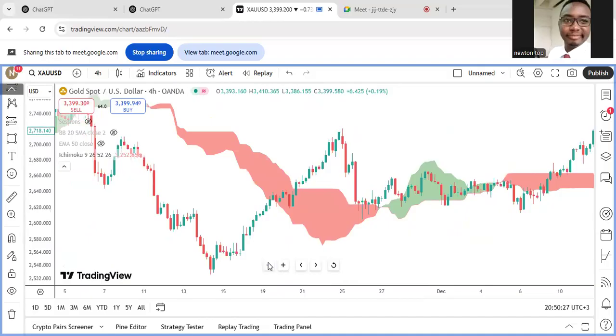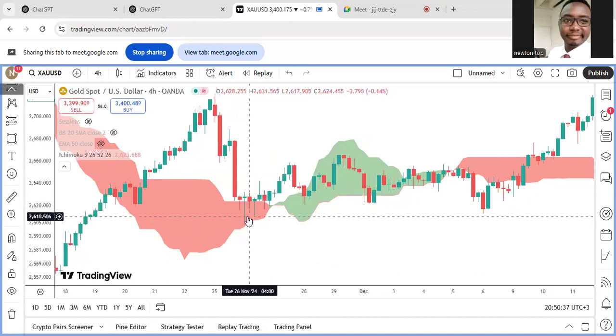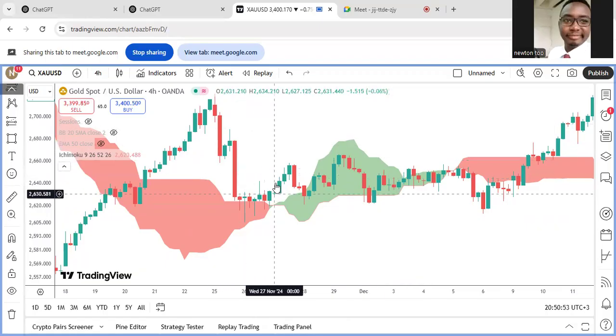The cons about this system, because you have got the pros and cons. The disadvantage part of it is when the market is ranging. When the market is ranging, you do nothing. See here, the market is just ranging between the cloud. So you don't trade inside the cloud. One of the rules is you don't trade inside the cloud.